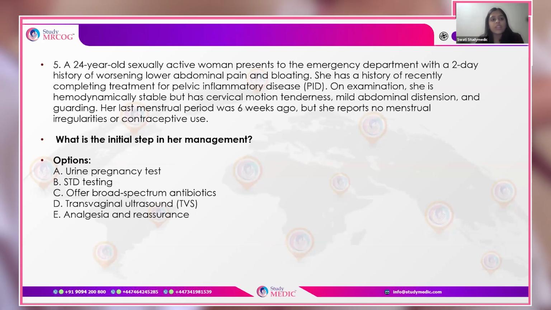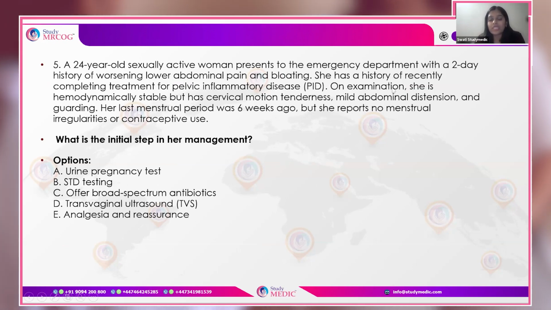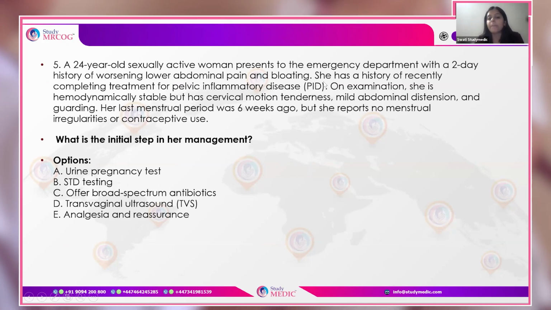Coming to the next question, a 24-year-old sexually active woman presents to the emergency with a 2-day history of worsening lower abdominal pain and bloating. She has a history of recent completion of treatment of PID. On examination, she is hemodynamically stable, but has cervical motion tenderness, mild abdominal distension, and guarding. LMP was 6 weeks ago, but she reports no menstrual irregularities or contraceptive use. So first of all, initial step in her management, we have to rule out pregnancy first.